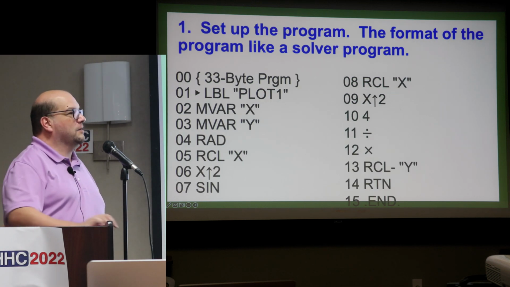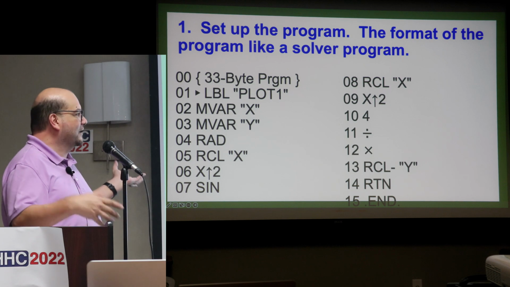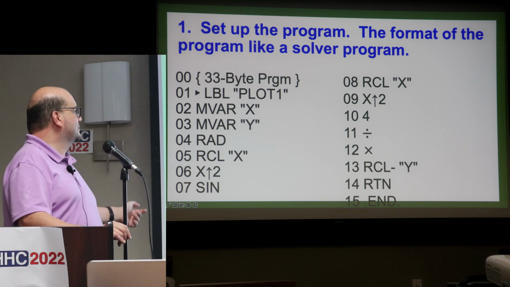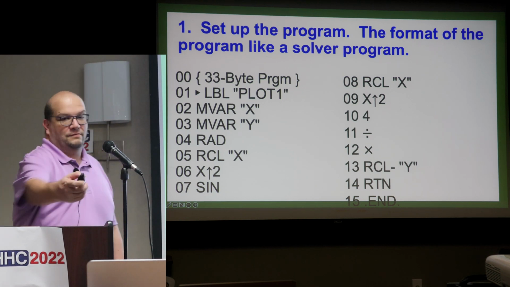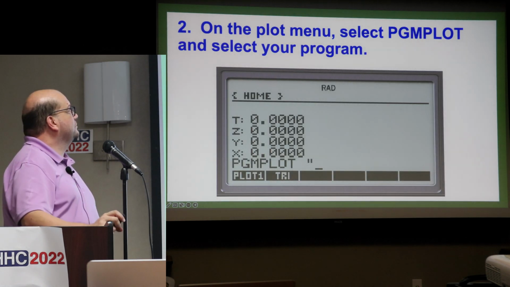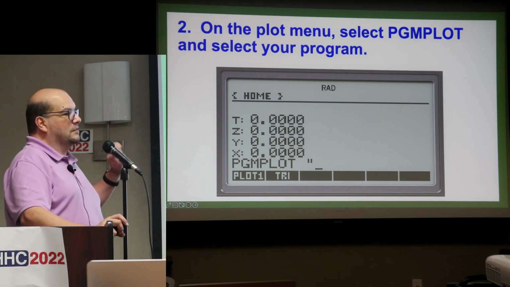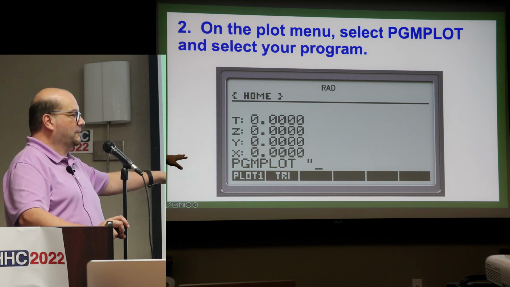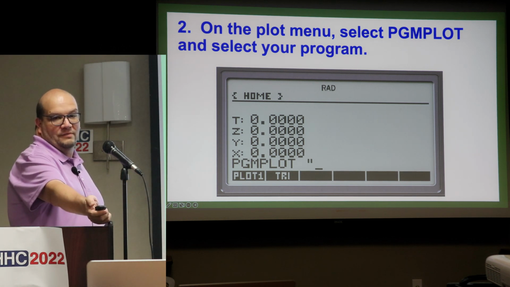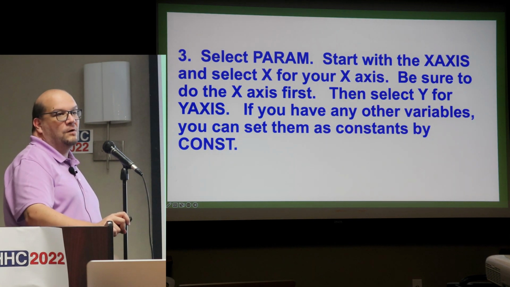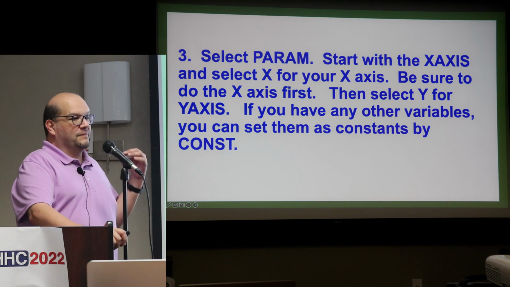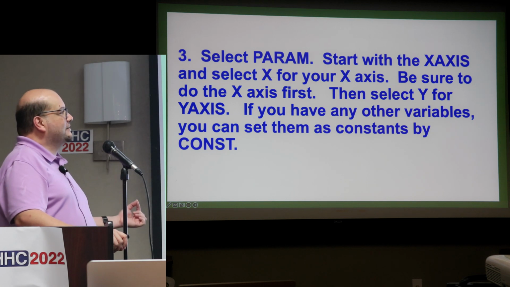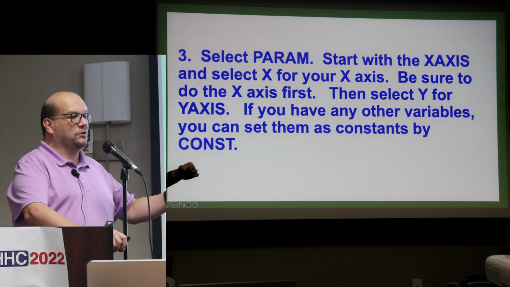So my program here, I'm going to set it up like I was going to set up a solver, like if I was going to solve it, using the MVARs once again, x and y. And then when you get to the plot, you can hit the plot key, and then you have the program plot, and it will bring up any eligible program that can be plotted. Then your parameter is how you're going to be setting your x and y axis, and what variable to use as the independent and dependent variable. You start with the x-axis first, and then you designate a variable for the y-axis.